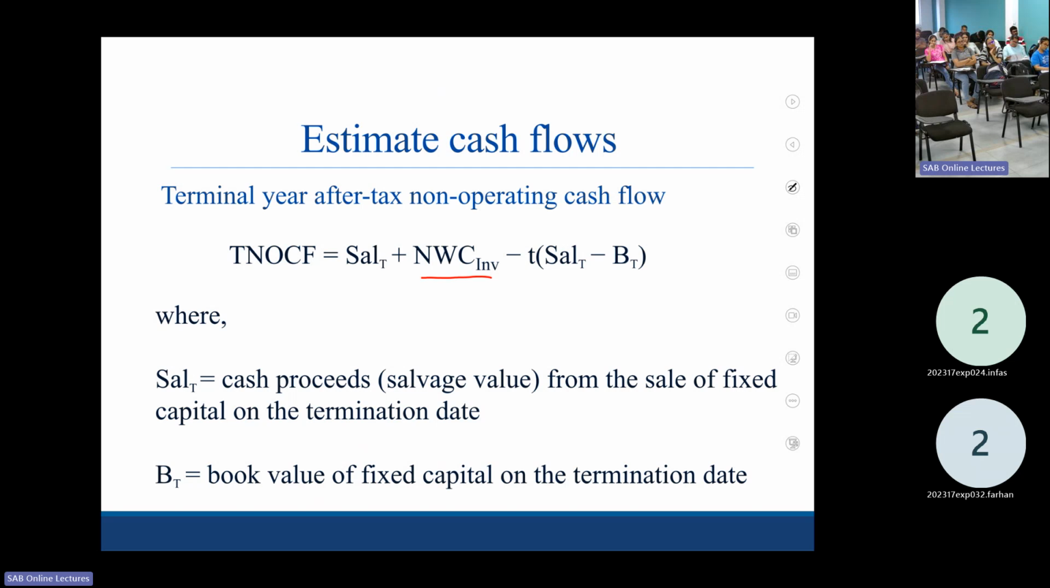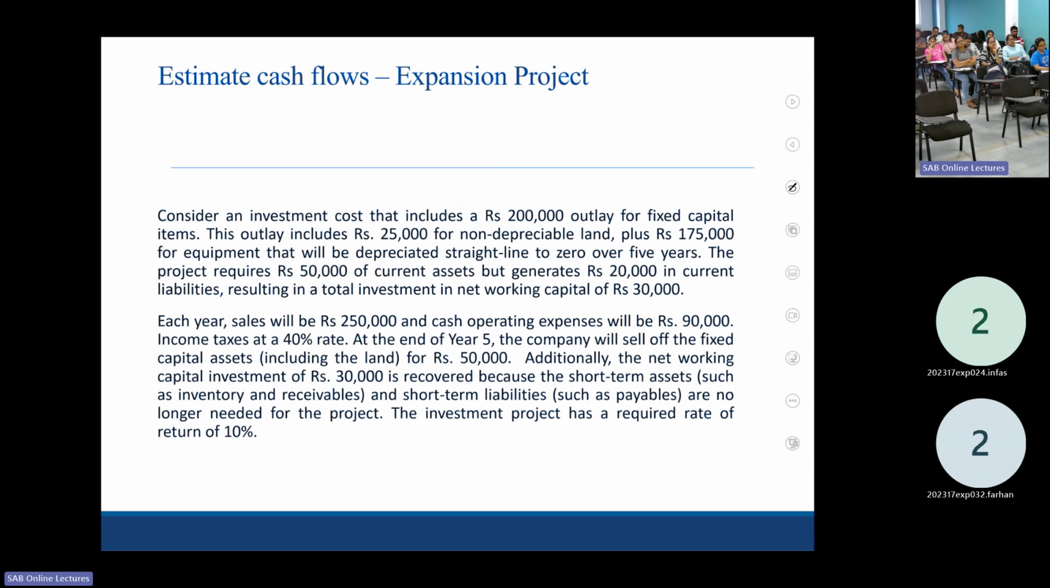And on the salvage, if there is profit, consider it. You have to pay tax. In the terminal year, you can work out the annual operating cash flow. This annual operating cash flow, you have to adjust for the salvage. If there is a profit on the salvage, you have to pay tax, and the net working capital adjustment. So this is how to estimate the initial year cash flow, the annual operating cash flow throughout the life of the project, and the terminal year cash flow. Let's look at a very simple example to identify these formulas.